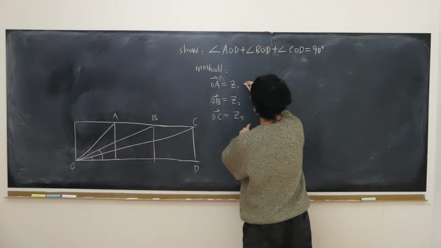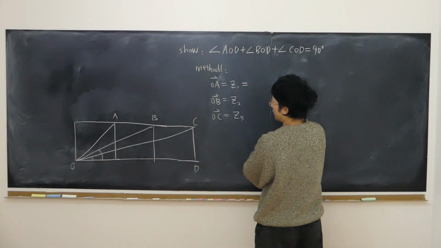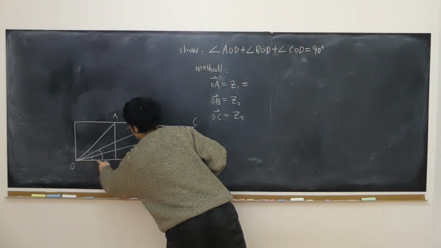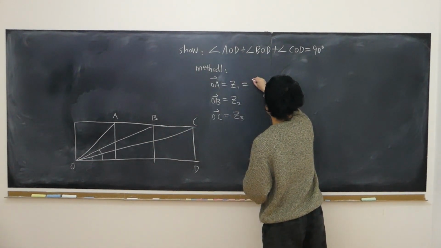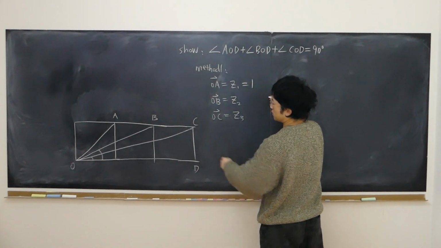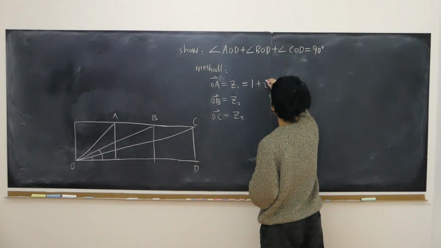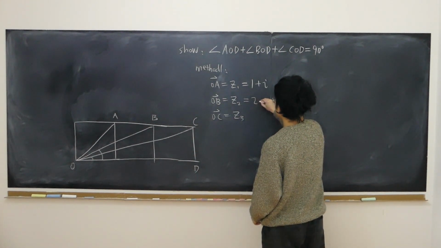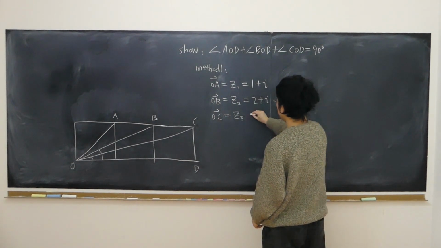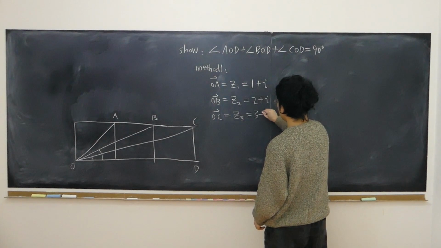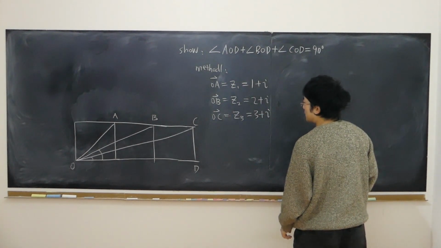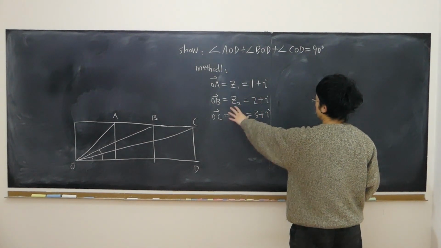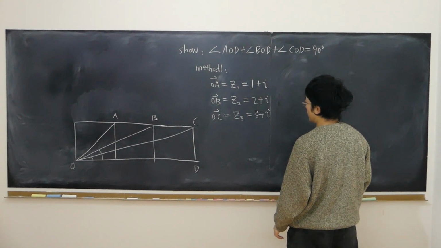So here, Z1 can be represented in the complex number form. What's my real number part? The real part is easily just this part, that is just 1, right? And the imaginary part is just I, right? Likewise, Z2, my real part, OB vector, real part is just 2. Imaginary part is I, and Z3, 3 plus I. Right?